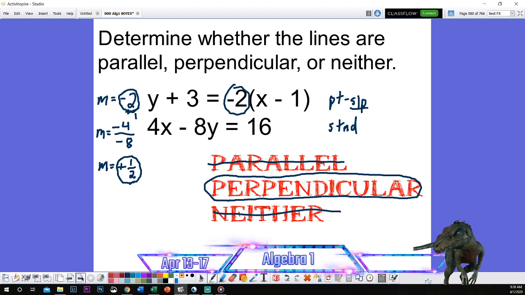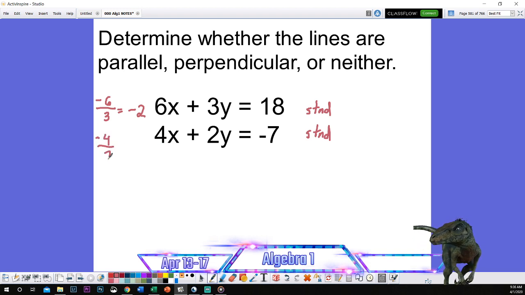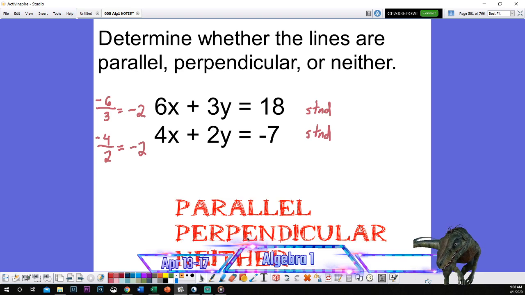Alright, we're feeling better about those? Let's make sure. Both of these are in standard form. So standard and standard, because x and y are together, they are so in love, it's just standard. So my first slope looks like this. I put 6 on top, 3 on bottom. That gives me -2. My second slope, I do negative, I put the bar, 4 on top, 2 on bottom. That gives me -2. Alright, time for everybody's favorite game, parallel, perpendicular, or neither.